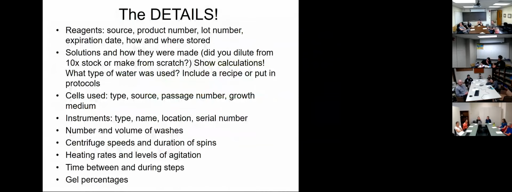For the details, a lot of times it's really useful, when you use a new reagent, to write down where you got it. What's the catalog number? How do you reorder this thing? What lot number is it? If you're using antibodies, what's the clone? Where did it come from? What's it labeled with? How do you know what antibody you really used?